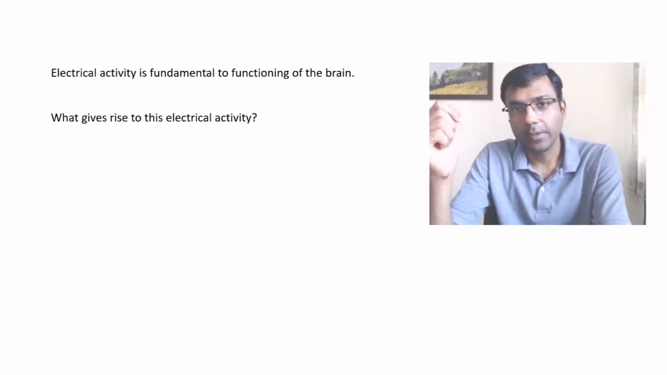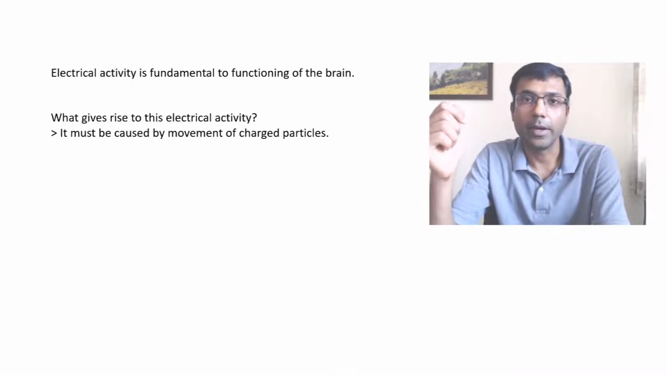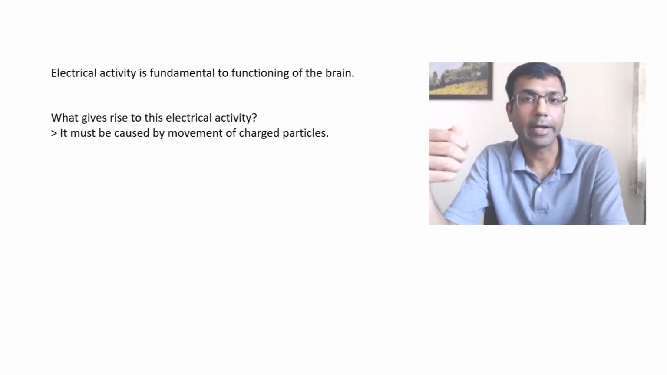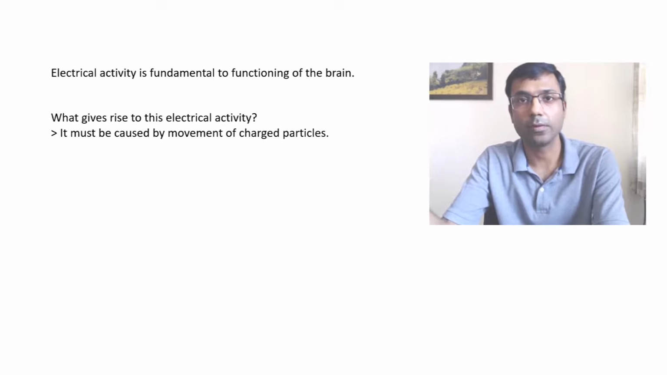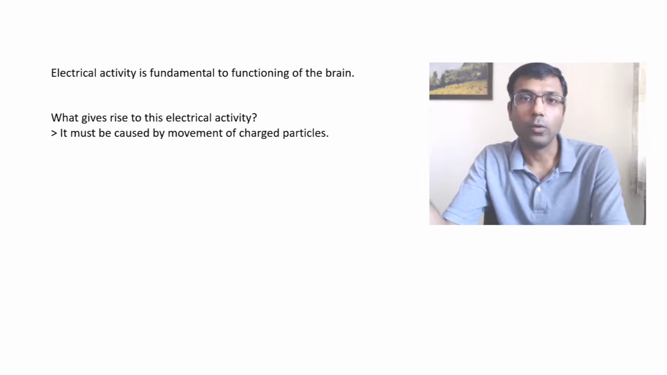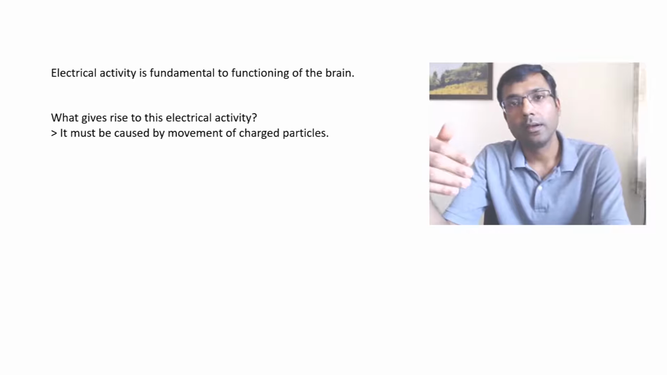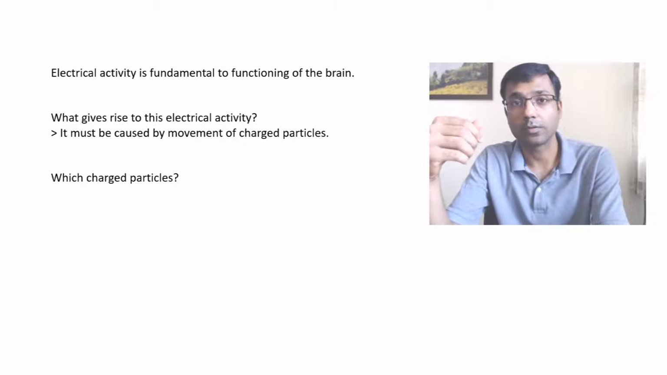Okay, so the activity is actually generated by the movement of charged particles, and this is true in other cases also. Inside a battery, it's the movement of electrolytes that causes the generation of electricity. Inside a metal wire in an electrical circuit, it's the movement of electrons that causes electricity. So in the case of brains also, it's the movement of some charged particles. Now let's try to see if we can guess which charged particles cause the generation of electricity inside the brain.